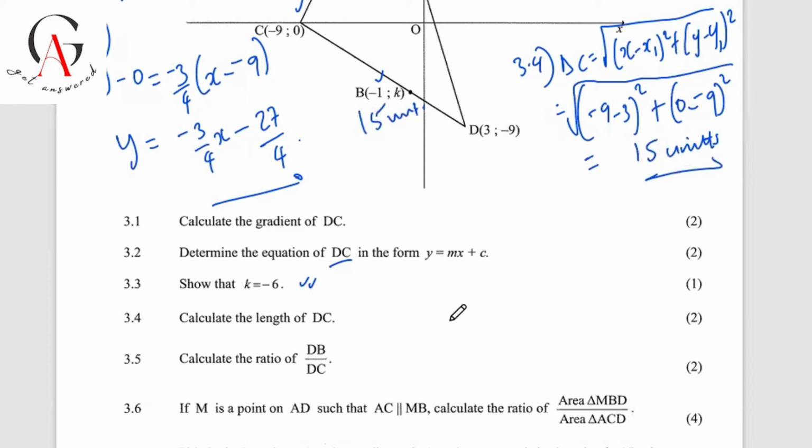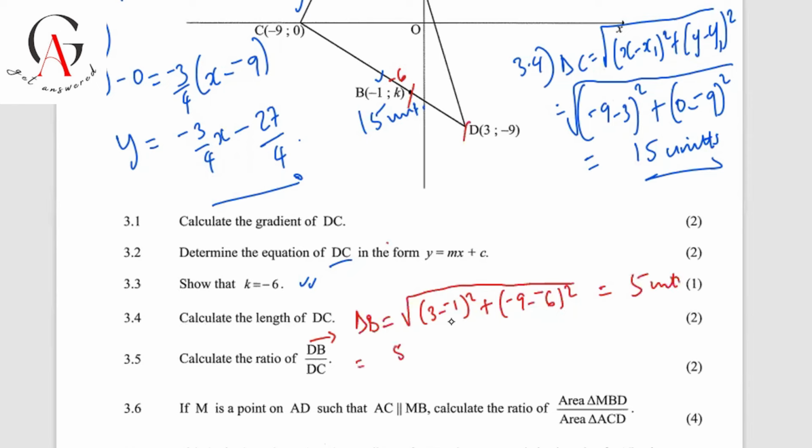All right, then 3.5. They want us to get the ratio of dB over dC. So since they're talking about the ratio, dB simply represents the length, okay? But we know that that's a -1, this is a -6. So let's use, again, the distance formula to find the distance dB. So dB is going to be the square root, from the distance formula, of 3 minus minus 1 squared plus -9 minus minus 6 squared. So when I punch that into the calculator, that's going to give me a 5. And then for me to represent the units, it's going to be 5 units over 15 units, which is just 1 over 3. So that becomes the ratio.